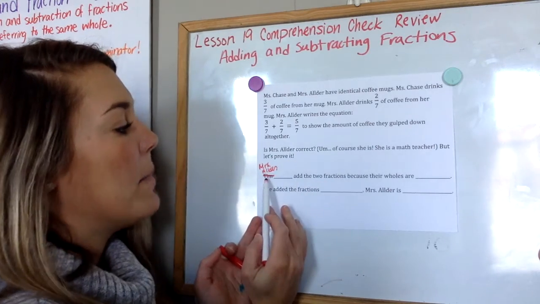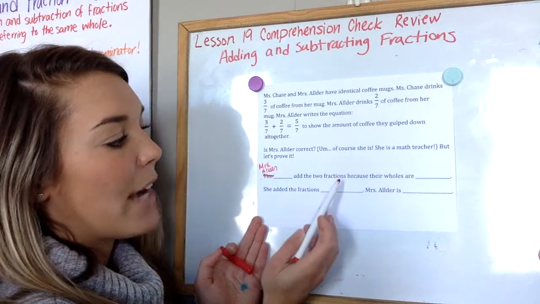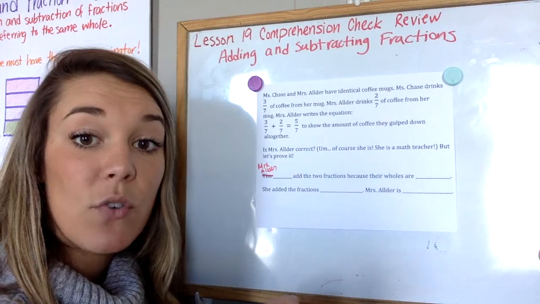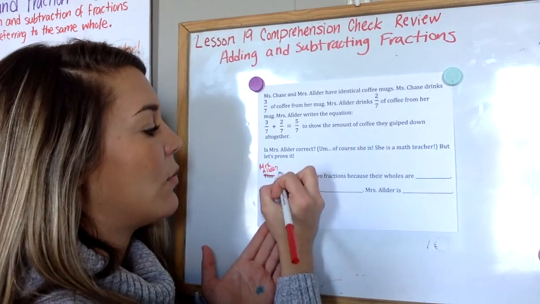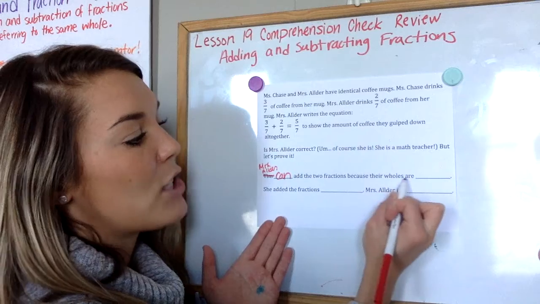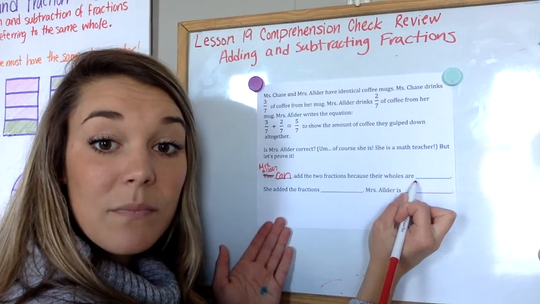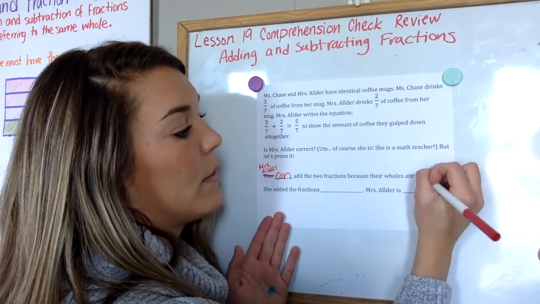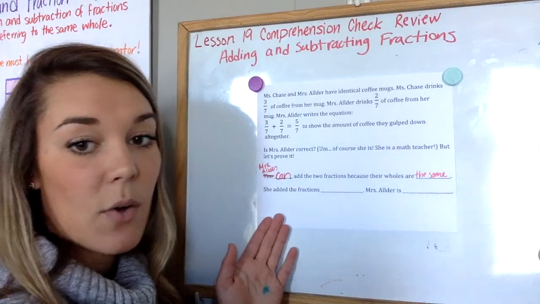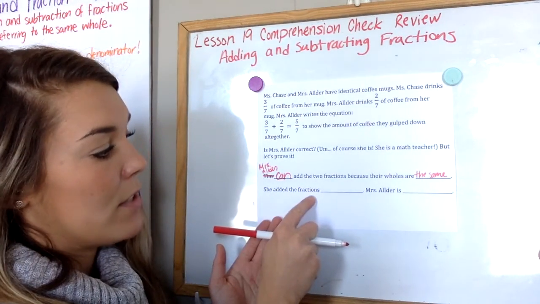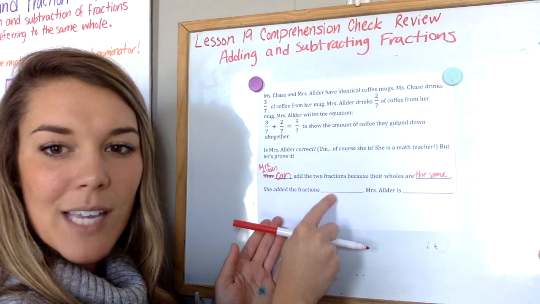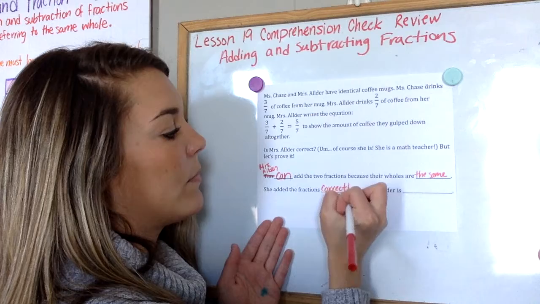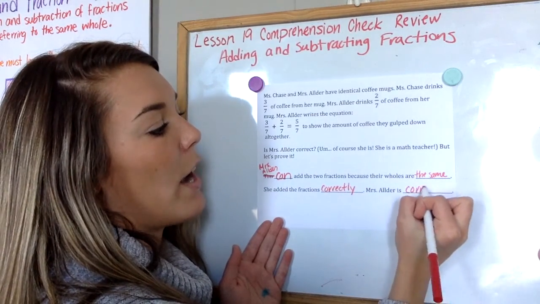All right, so it says, Mrs. Alder blank add the two fractions. So what's going to come is, it's going to say can or cannot. Can she add these two fractions? Yes, she can. So you would write can. Can add the two fractions because their wholes, or their denominators, are the same, right? So something like that is going to go there. She added the fractions correctly or incorrectly? She added correctly, right? So Mrs. Alder is correct.